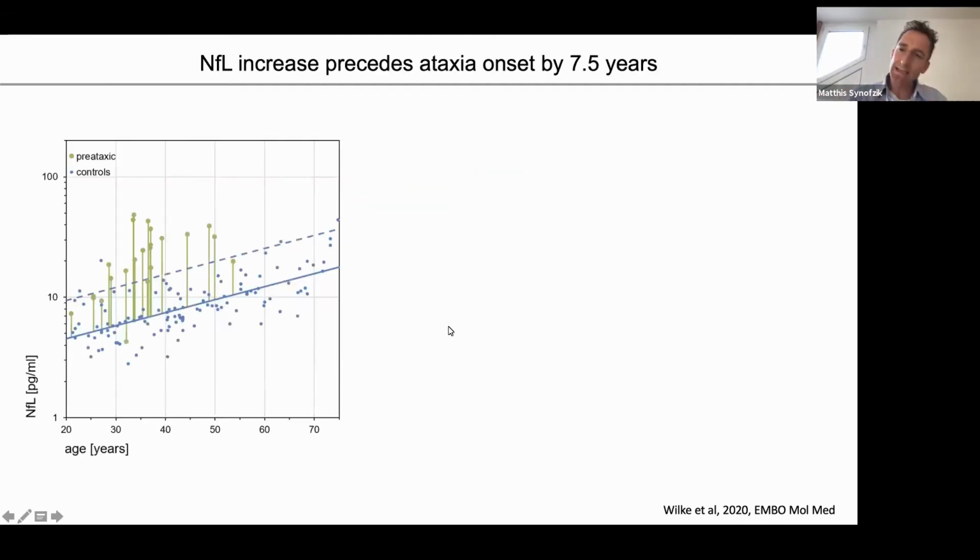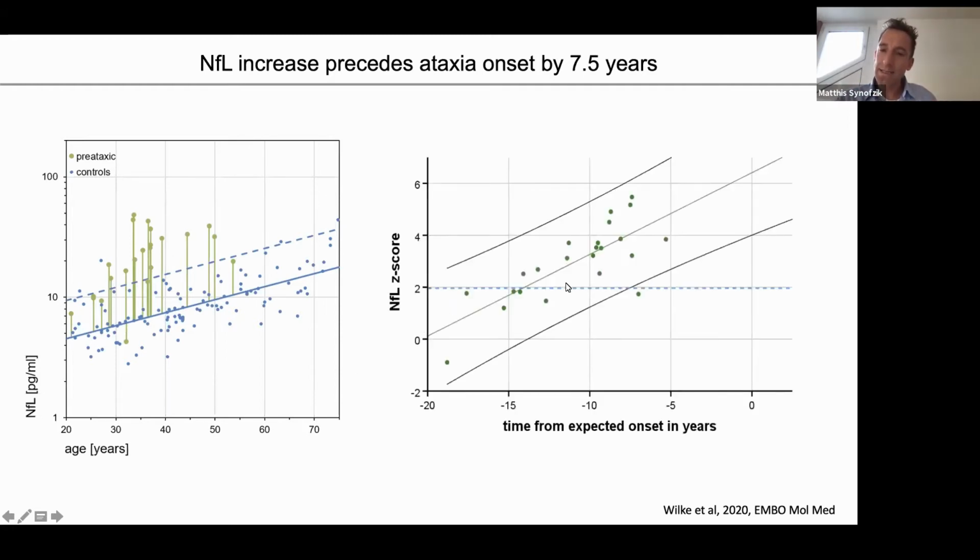So how about the pre-ataxic subjects? Looking at them more closely, what we were interested in is when, related to CAG-based expected onset, NFL increases. In order to calculate this, we normalized each individual pre-ataxic subject's NFL level relative to the healthy controls you see here in blue. And then we calculated for the pre-ataxic subjects when the 95% confidence interval no longer overlaps with a Z-score of 2 from the healthy controls. So when it's more than a Z-score of 2 above that range.